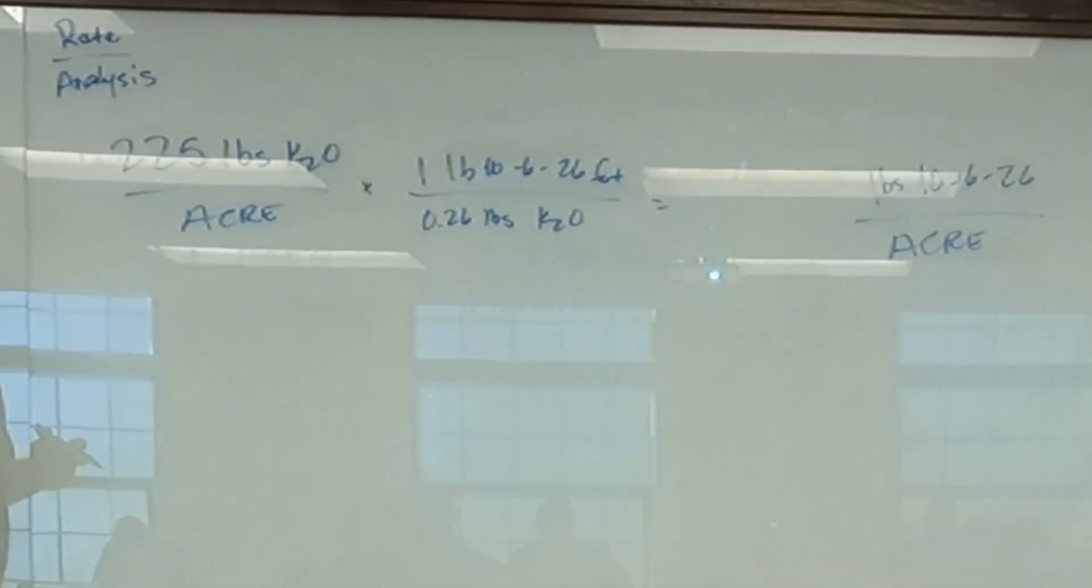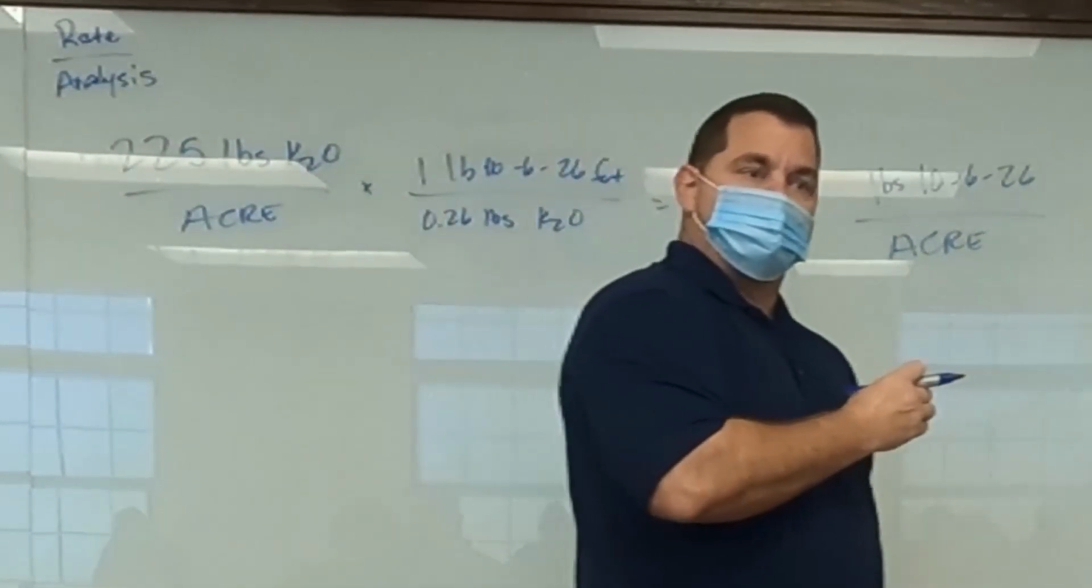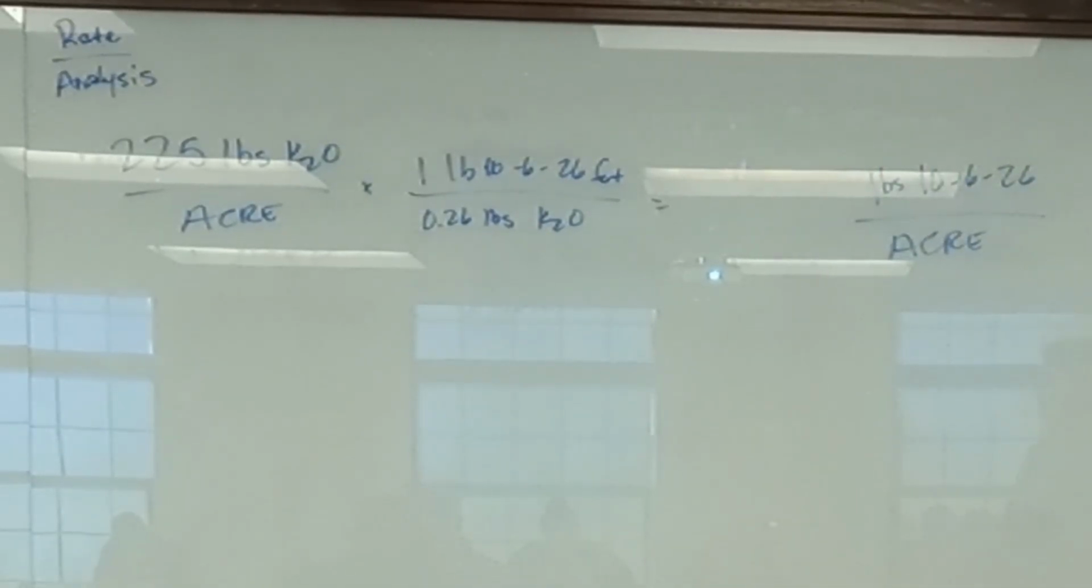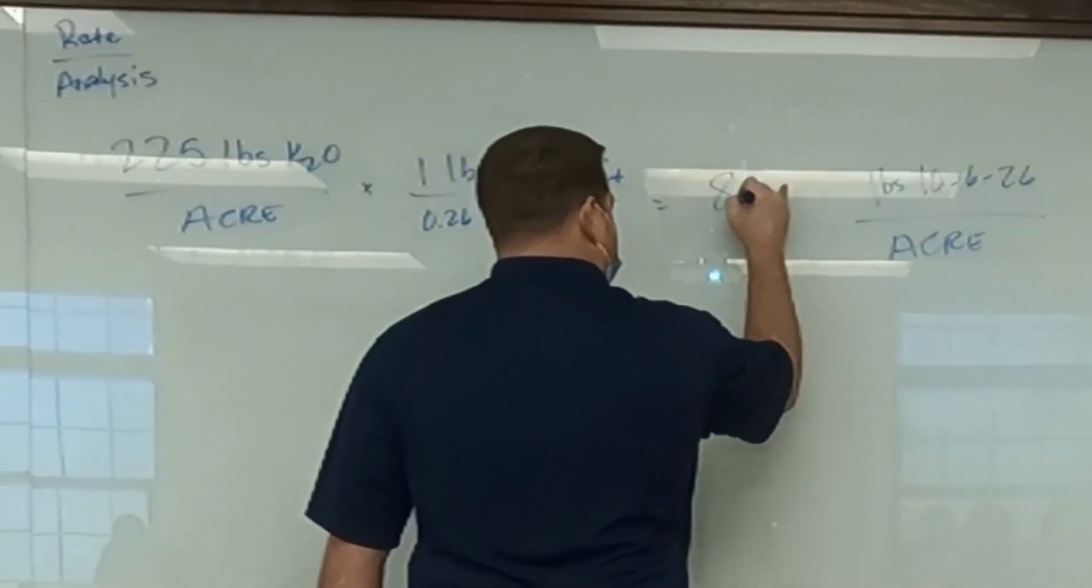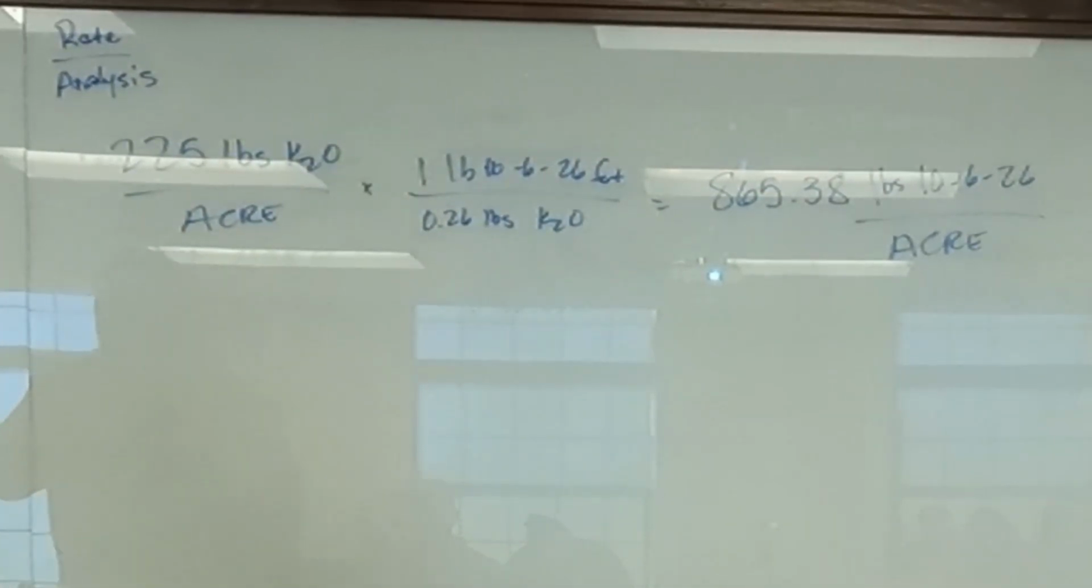So how much fertilizer material did we apply? 865.38. 865.38 pounds. But the problem is, how much P2O5 did we apply? You multiply that by 0.06.